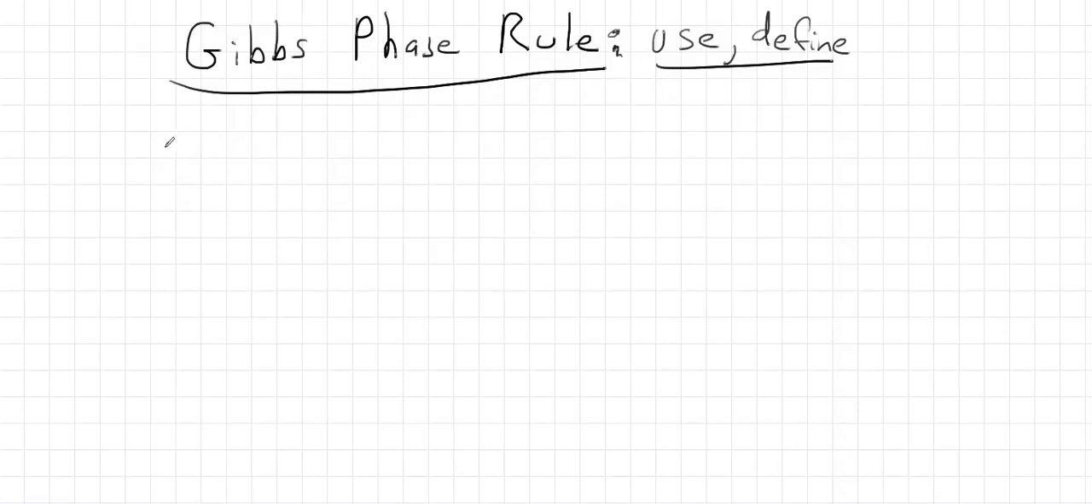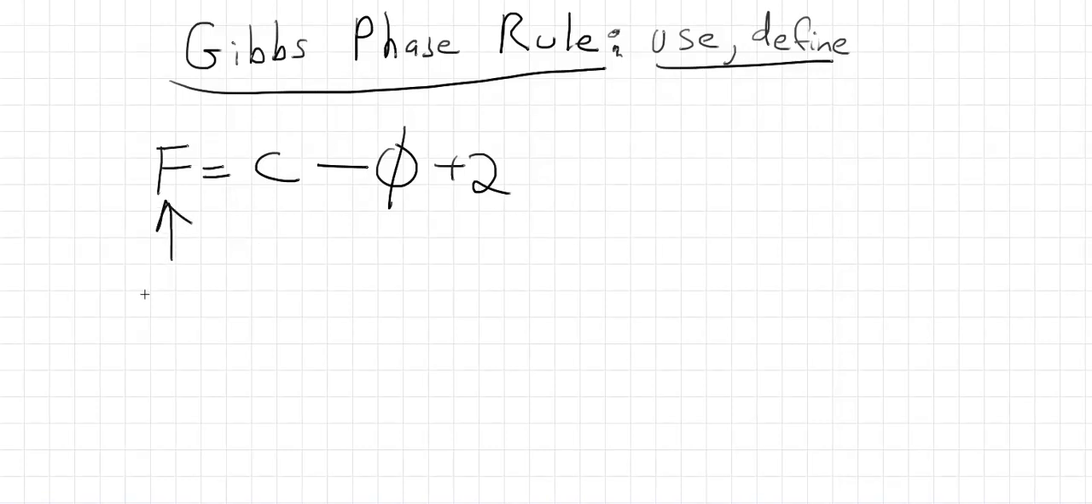So let me write out Gibbs phase rule first. F is equal to the number of components minus the number of phases plus 2. So this is degrees of freedom. And degrees of freedom is just the number of leftover variables. So how much variance is in the system?